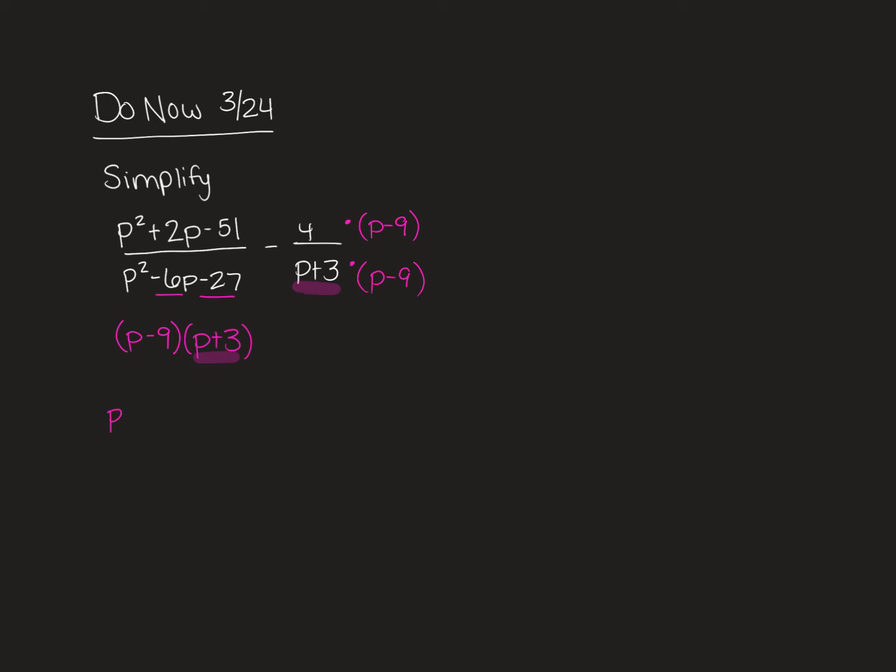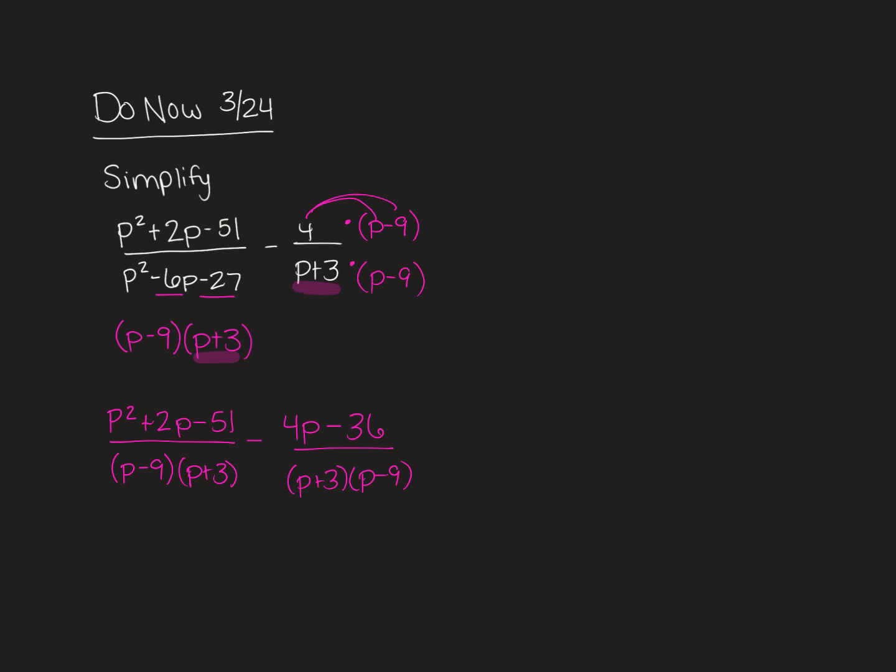So we will get p squared plus 2p minus 51 divided by p minus 9 times p plus 3 minus, and I'm going to go ahead and distribute this 4. So I get 4p minus 36 over p plus 3 times p minus 9.